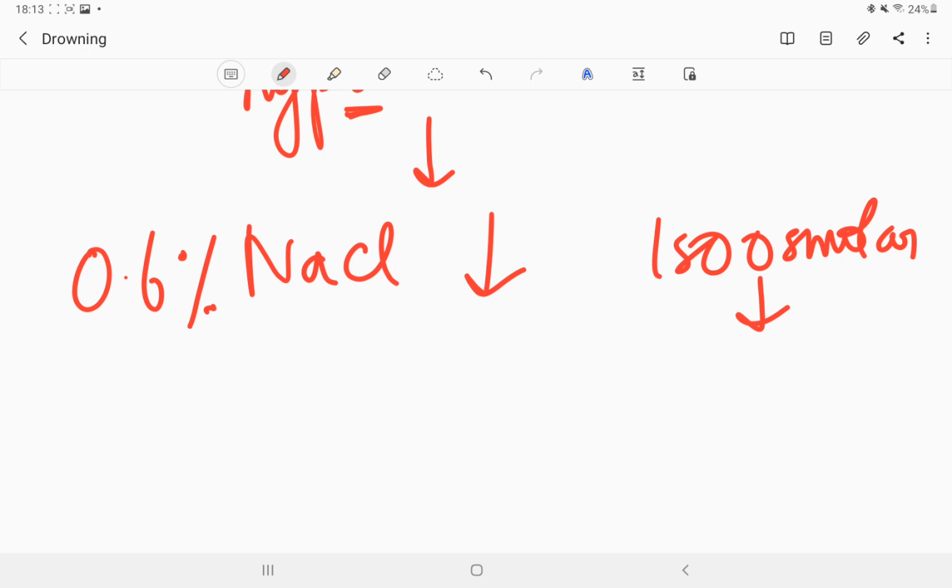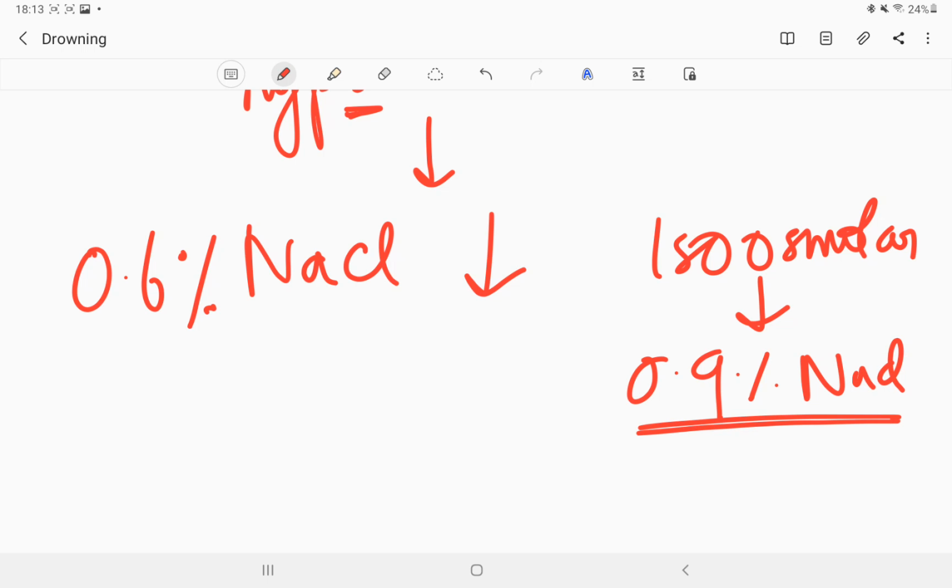The saline infusion that we give, what is that? It is 0.9% saline, right? So that is the saline infusion that we give to a person with shock or other hypovolemic conditions. So in cases of freshwater drowning, it is 0.6% NaCl.